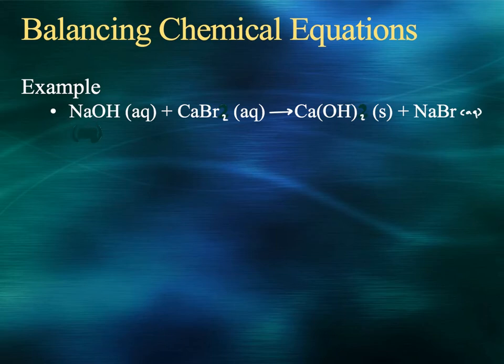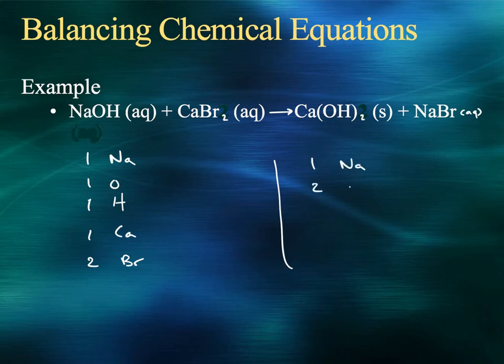Let's count up the number of atoms of each element on the reactant side. Well, we've got 1 sodium, 1 oxygen, 1 hydrogen, 1 calcium, and 2 bromines. And on the product side of things, we've got 1 sodium, 2 oxygens, 2 hydrogens, calcium-wise we have 1, and bromine-wise we've got 1.